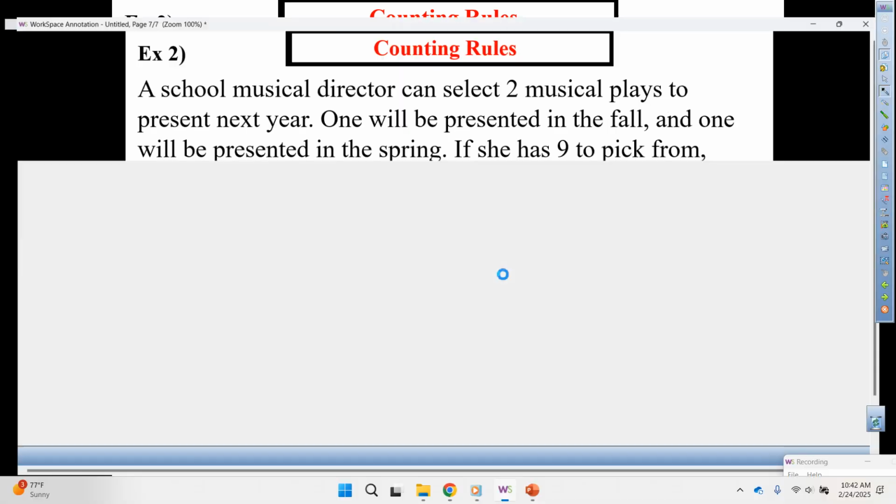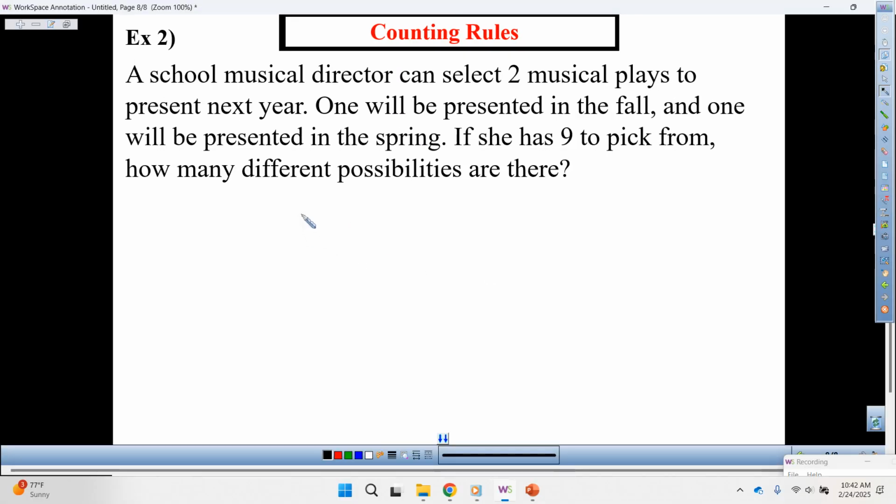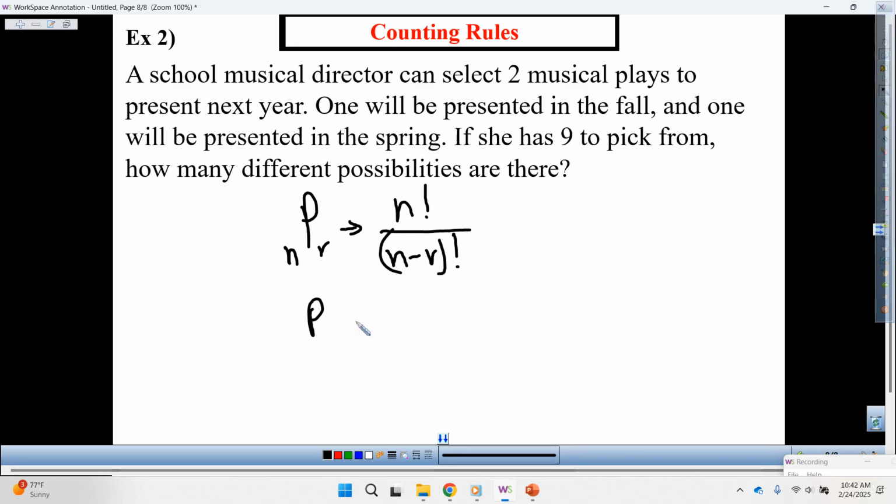All right, looks like everybody's done. Cole! He's going to get us started with our formula. All right, Cole, what goes where? Give us numbers. What is N? 9. Very good. And what is R? 2.